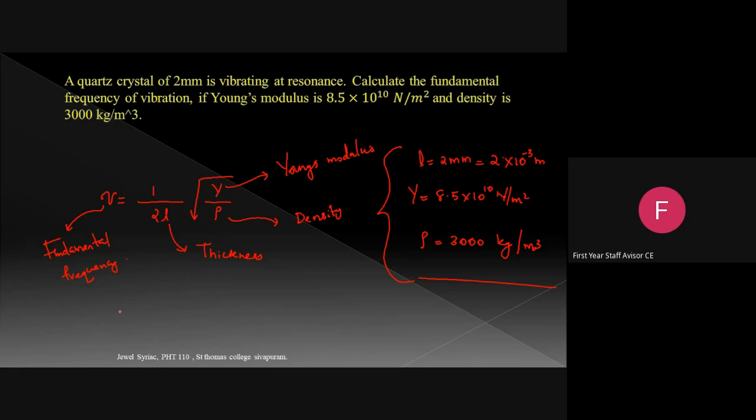So mu is equal to 1 by 2 into L. That means 1 by 2 into, again L എന്ന് പറയുന്നത് 2 into 10 raised to minus 3, into root of Y by rho.